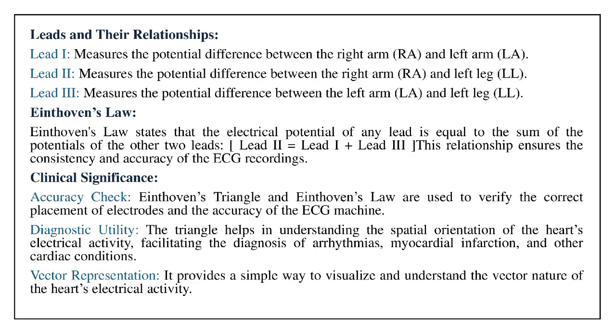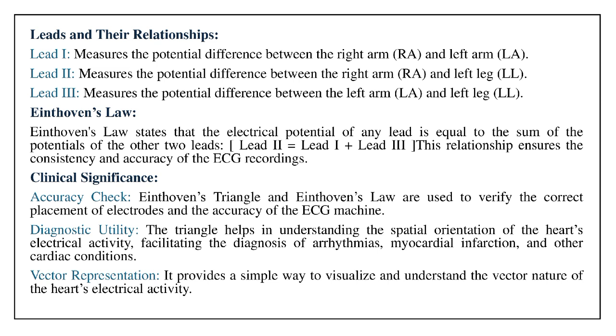Leads and their relationships. Lead I measures the potential difference between the right arm RA and left arm LA. Lead 2 measures the potential difference between the right arm RA and left leg LL. Lead 3 measures the potential difference between the left arm LA and left leg LL. Einthoven's law. Einthoven's law states that the electrical potential of any lead is equal to the sum of the potentials of the other two leads. Lead 2 equals lead I plus lead 3. This relationship ensures the consistency and accuracy of the ECG recordings.